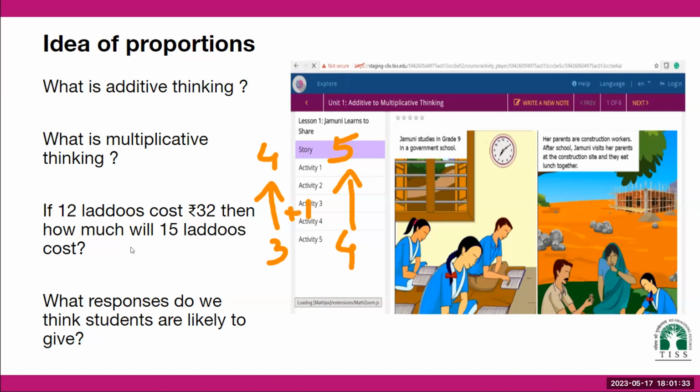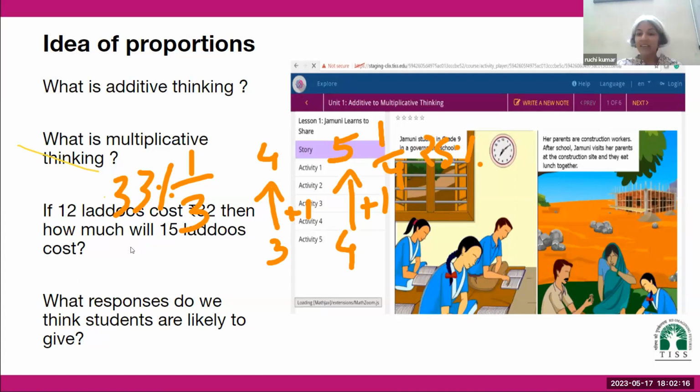But multiplicative thinking would be like the first tree grew by 1 centimeter over 3, so it grew by about 33%. The second tree grew by 1 centimeter over 4 centimeters, so the growth was 25%. If a child thinks additively, they will see that the change is the same in both trees, but that's not the case. If we see multiplicatively, the second tree grew less than the first tree. Yes, excellent example, Neha.